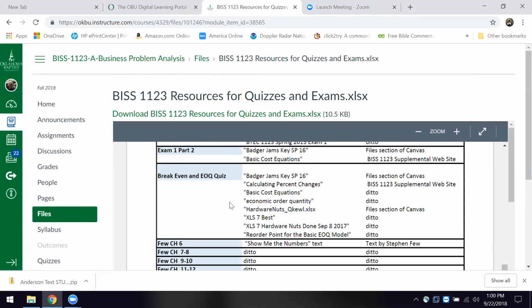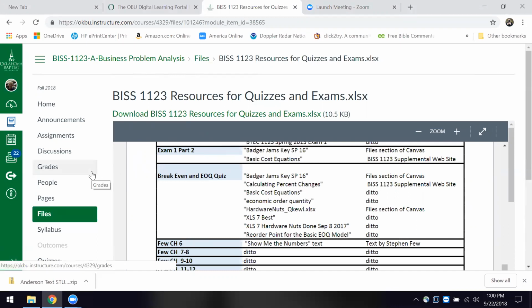Now, today, we're also going to look at the economic order quantity there in Chapter 81, and we're going to look at the economic order batch, and we'll talk some more about this. So I'm going to go through the example of hardware nuts, okay? And I think I've covered it, but I just wanted to reiterate. And then on FEW Chapter 6, it's from the show me the numbers text.